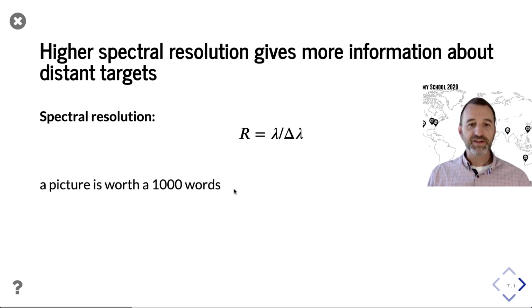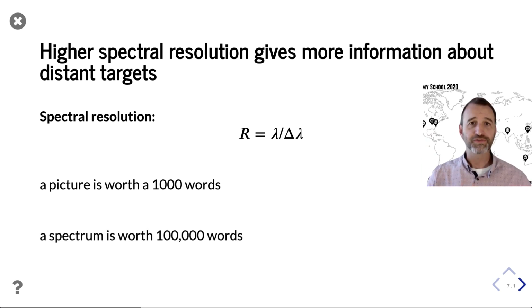So there's an old adage that a picture is worth 1,000 words. If you work out the math here, instead of a resolution of 5, if you're doing a resolution of 500, you get 100 times more information. So a spectrum must be worth 10,000 words. It's just math, people.